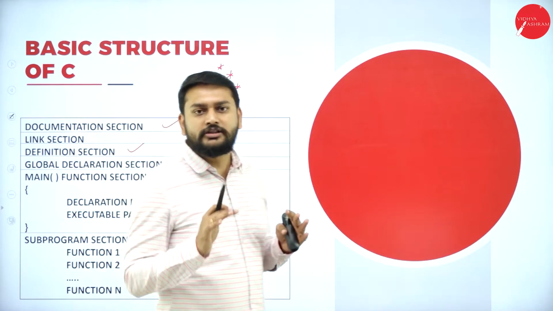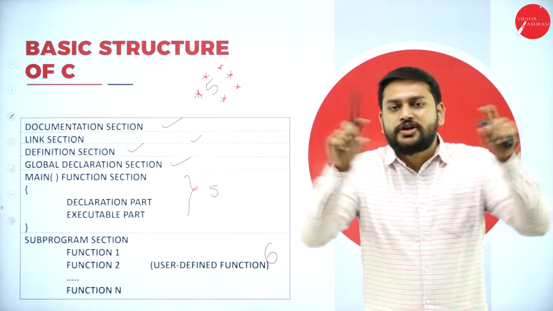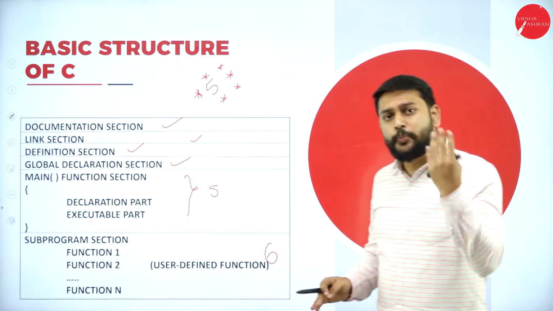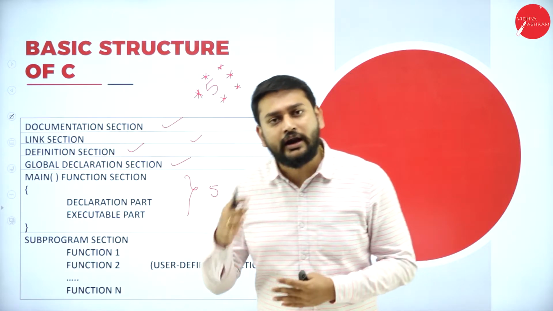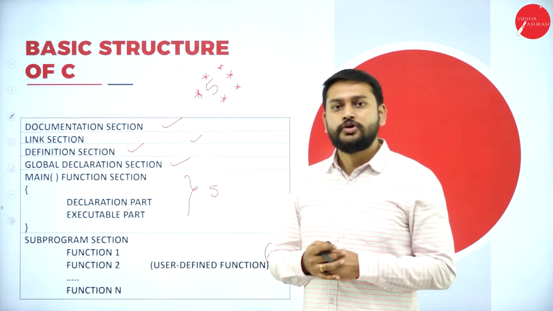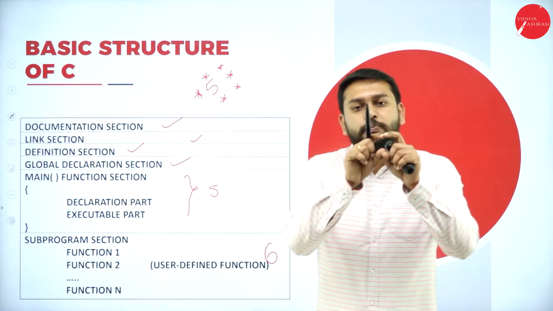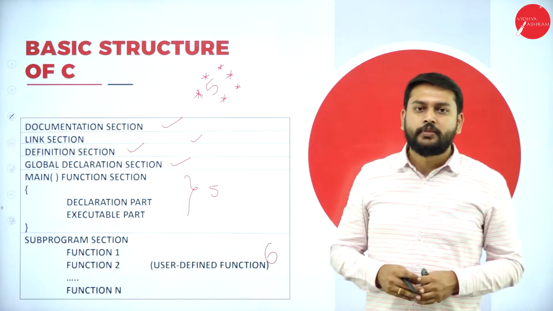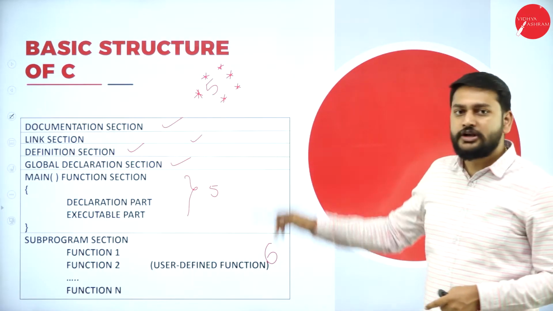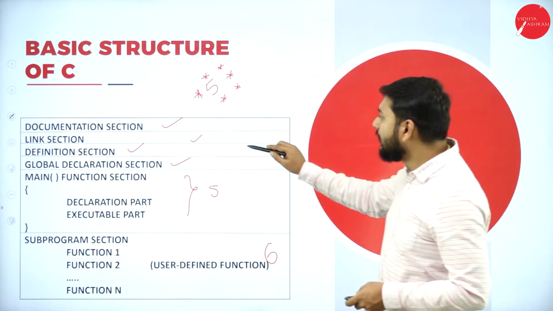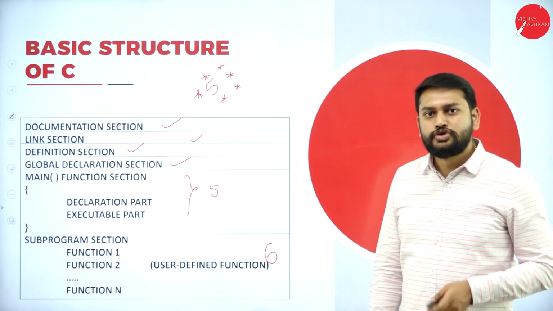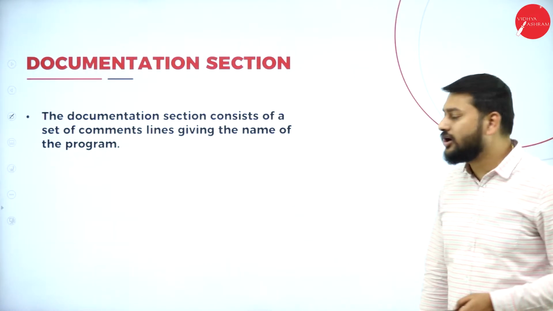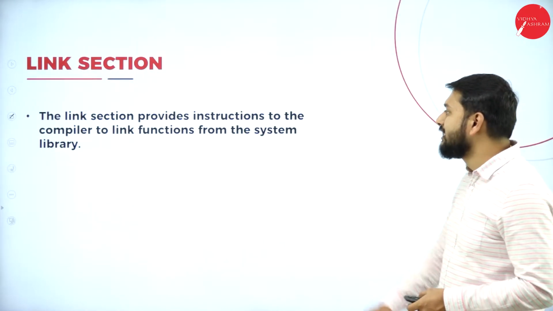Basically, what do we do? What is the question of that program? We mention that in the documentation section. But when you become a big programmer, or when you are writing a program for big software, the documentation section will speak about the exact role of the piece of code that you are writing. That is what we call a documentation section. So fine, what is the link section? Let's understand this link section in detail. You all understood the documentation section. The next one is the link section.